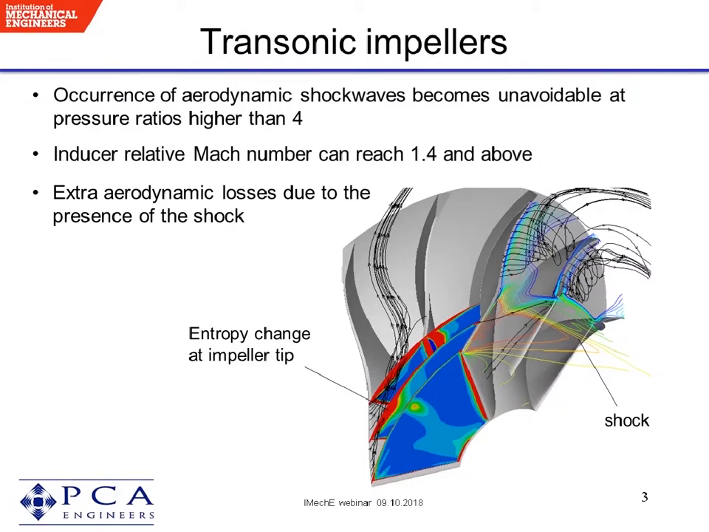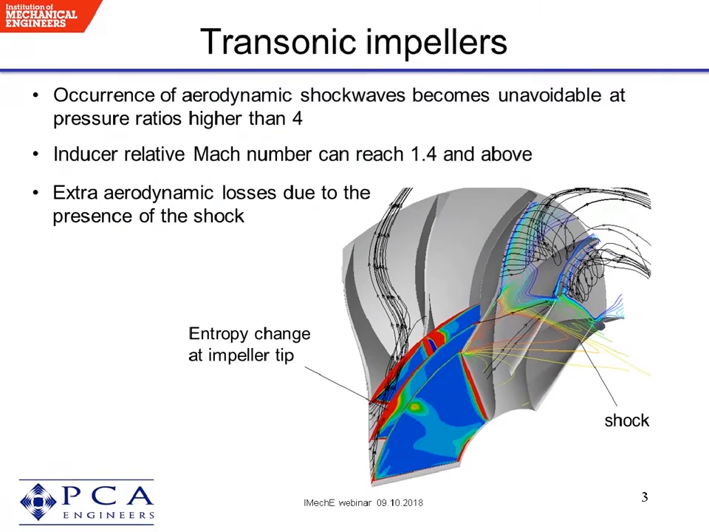In a transonic impeller, the inlet relative Mach number reaches supersonic levels, especially at the tip section of the blade, resulting in aerodynamic shock waves inside the passage. For a typical centrifugal impeller design, the occurrence of the shock waves becomes almost unavoidable at pressure ratios higher than 4. And the inlet relative Mach number can reach a value of 1.4 or above, depending on the design. The presence of the shock results in extra aerodynamic losses, and therefore the design of the tip section becomes critical in these impellers.